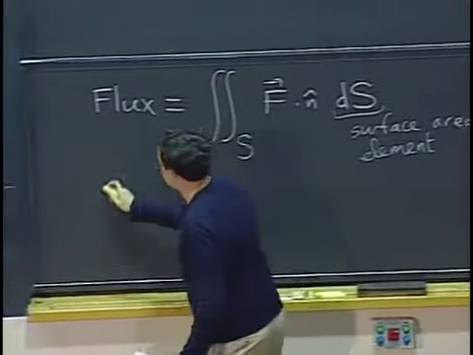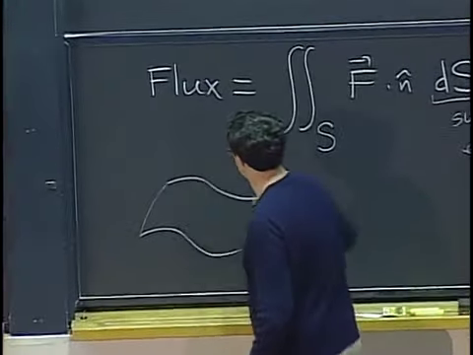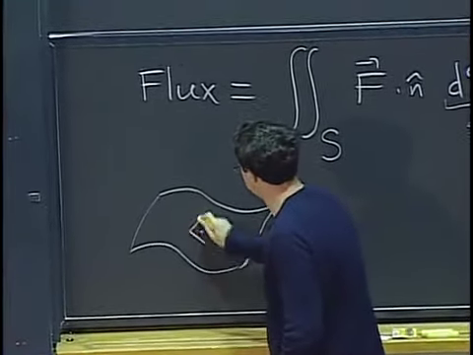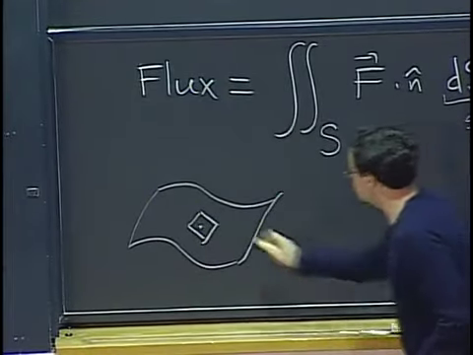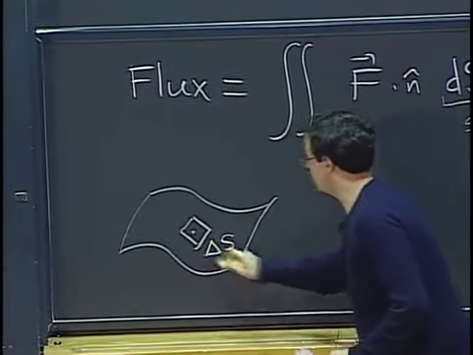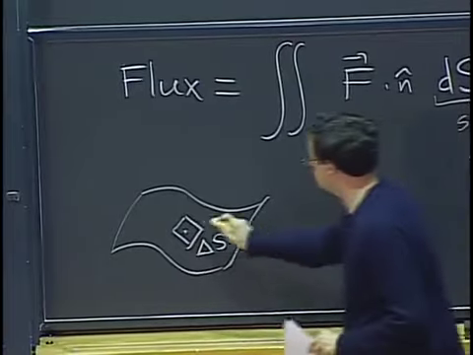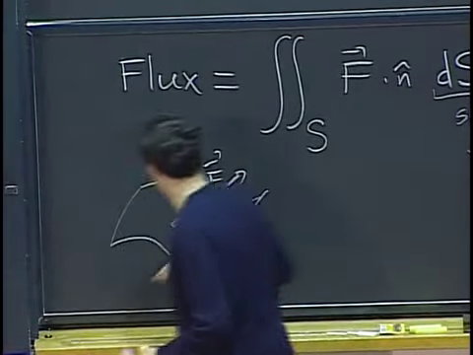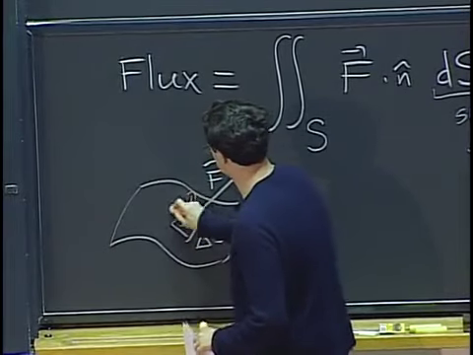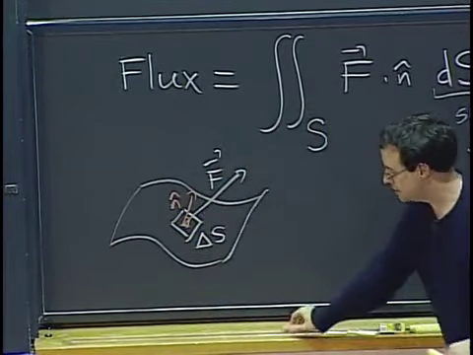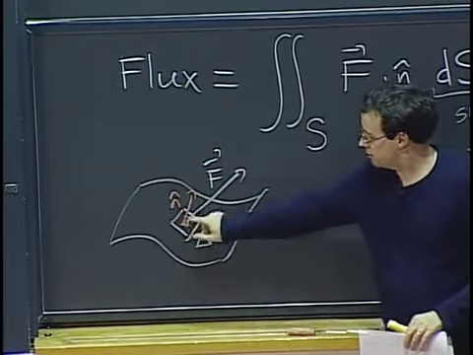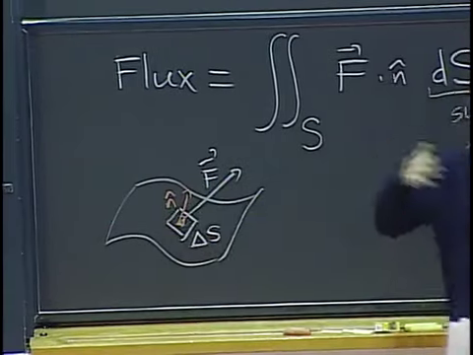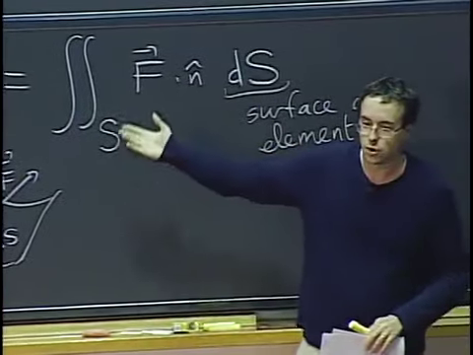Okay, so concretely what this means is, I cut my surface into little pieces. Each of them has area delta S. And for each piece, I take my vector field, I take my normal vector, I dot them, and I multiply by this surface area, and I sum all these things together. That's what the double integral means.